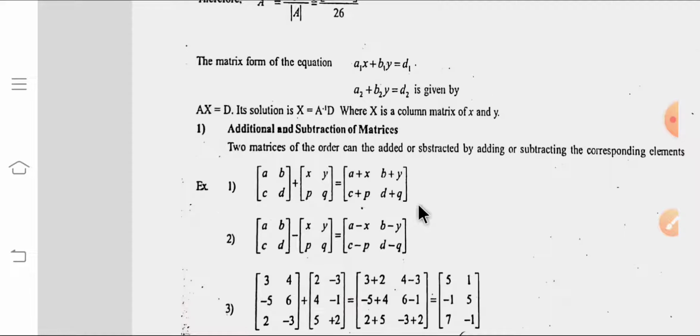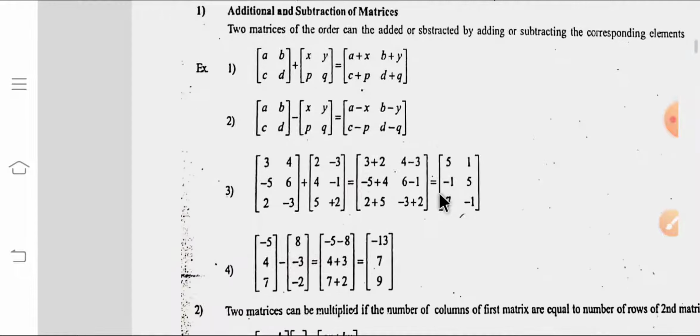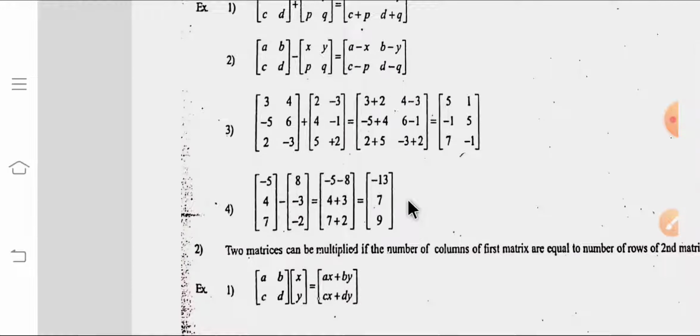Addition and subtraction of matrices. Addition of matrices is possible only when the two matrices have the same order. For example, here is a matrix of order 2, A, B, C, D, plus X, Y, P, Q. Then we add the corresponding elements: A plus X, then the first row second element, B plus Y, and similarly C plus P and D plus Q. This is the addition of matrices. Similarly, subtraction also holds good.